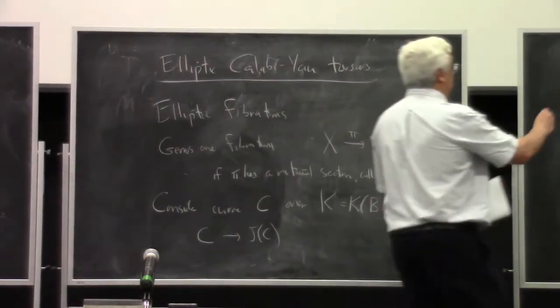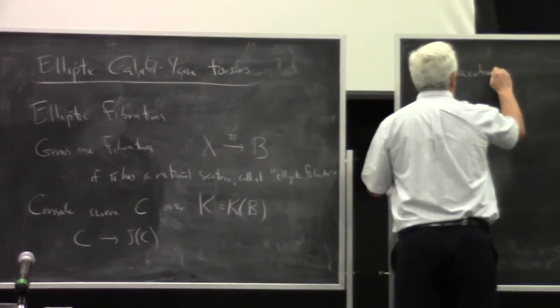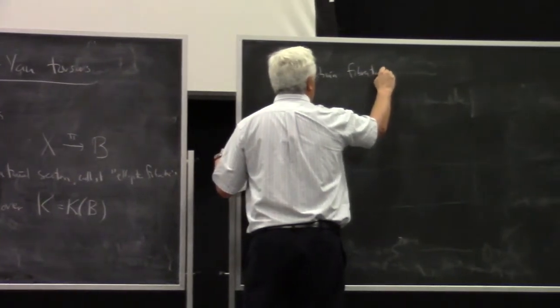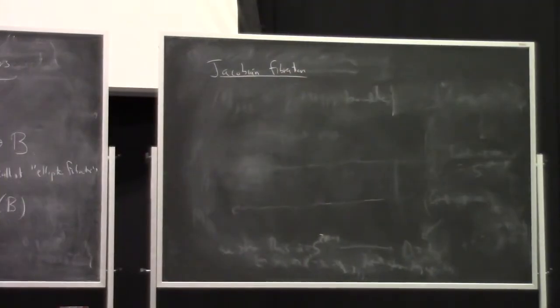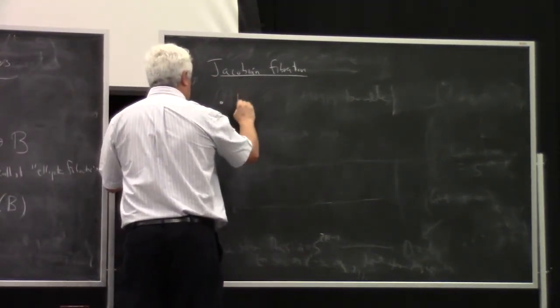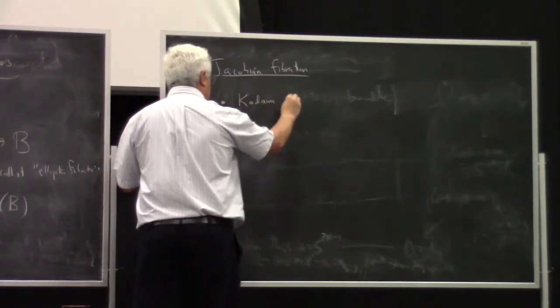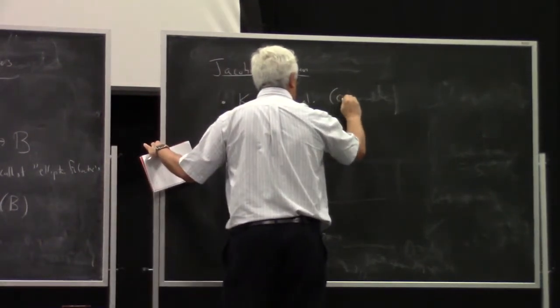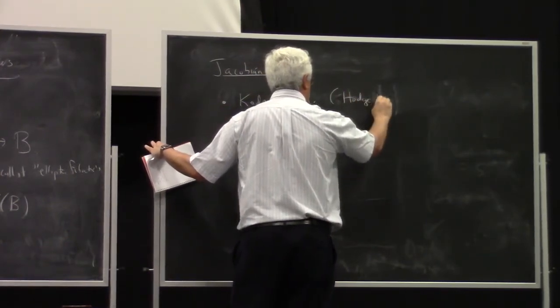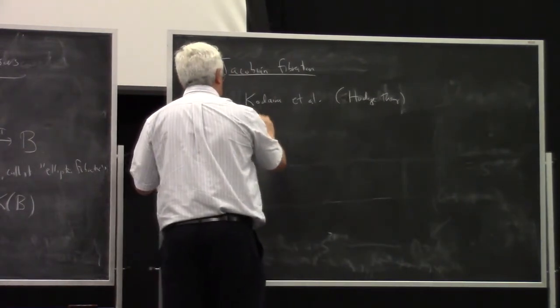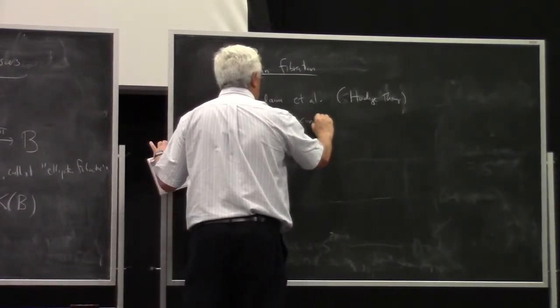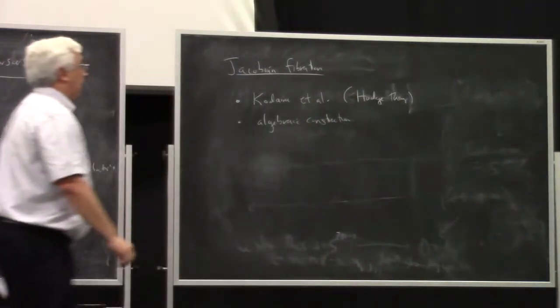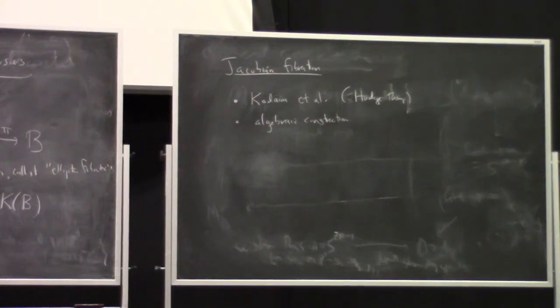Now, there's also a Jacobian fibration. And constructing a Jacobian fibration is perhaps a little bit tricky. So there is a construction essentially due to Kodaira in the case of surfaces and extended by others to higher dimension, which uses Hodge theory in an essential way. And there are also algebraic constructions. The Hodge theoretic one, how does it go? We have a family of genus 1 curves over the base, so we can look at a classifying map into a space of Hodge structures, and then over that space of Hodge structures we can build a family of elliptic curves.